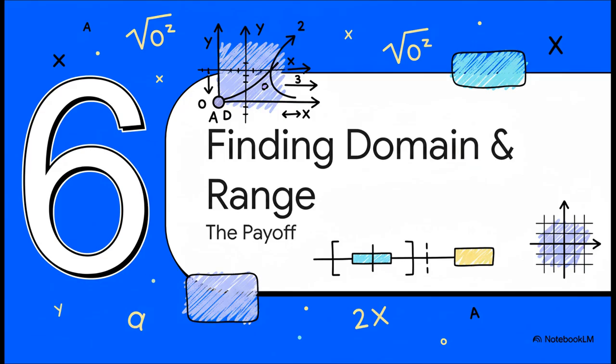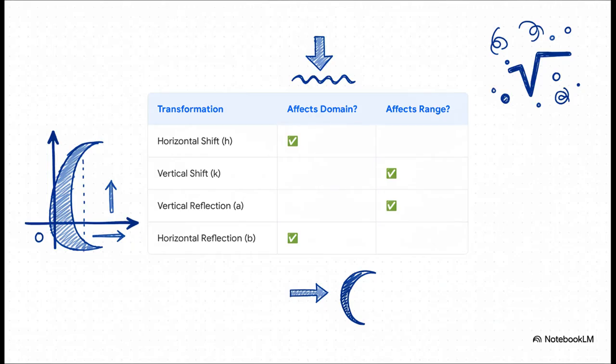And now we get to the big payoff. All this visual work we've been doing with graphs actually makes finding the domain and range, which can feel really abstract, incredibly simple and, well, visual. This table really breaks it all down. The domain is just all the possible x values, right? So it makes sense that it's only affected by horizontal changes, our h and b. And the range, well, that's all the y values. So it's only affected by the vertical changes, our k and a. It's that simple. Horizontal stuff affects the domain, vertical stuff affects the range.